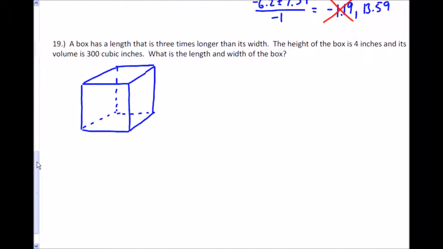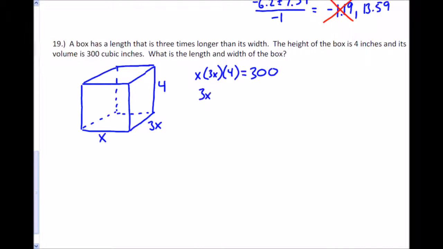It says that the length is 3 times longer than the width. So I'm going to call the width x, which means the length of the box is going to be 3x. And then it says the box is 4 inches high. So this is 4 inches. And it tells me that the volume is 300 cubic inches. Well, volume is just length times width times height. So it's just the x times the 3x times the 4. That should equal 300. And now I just have to solve this for x.